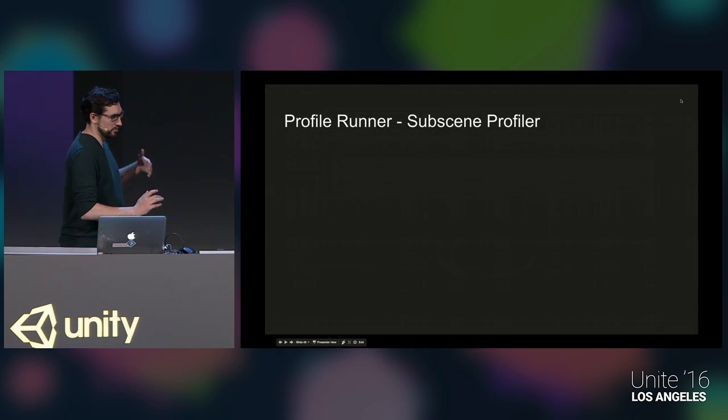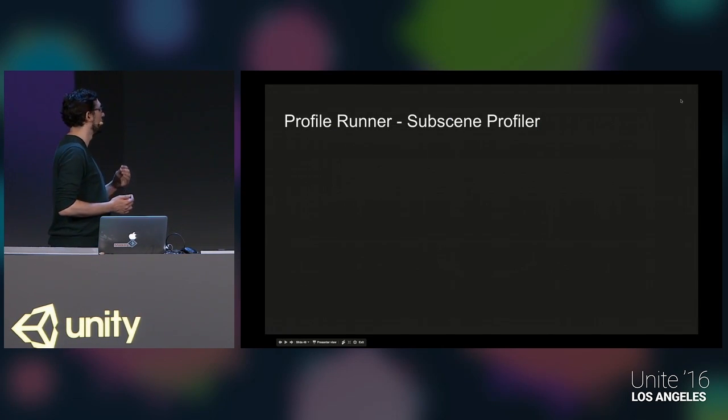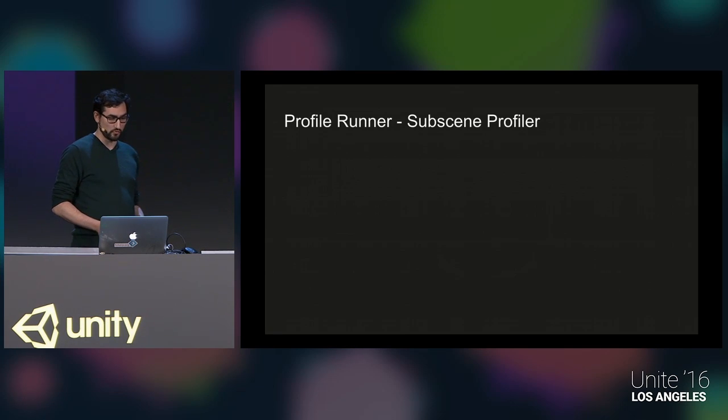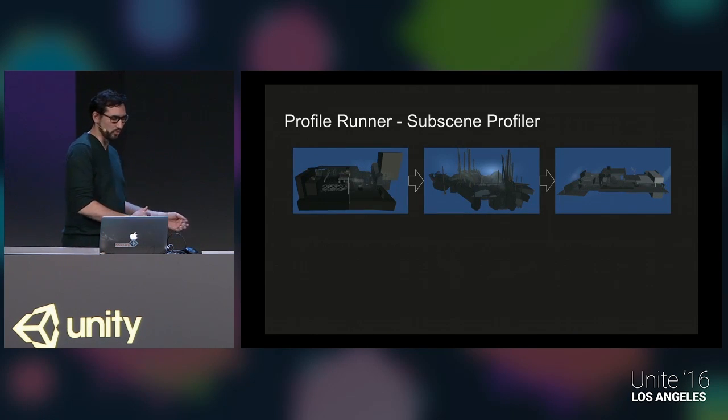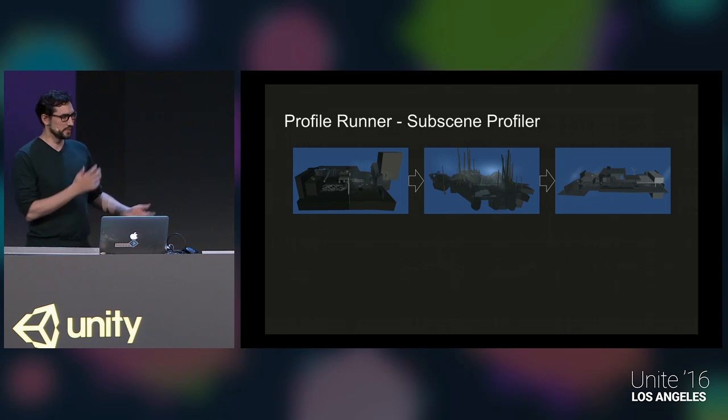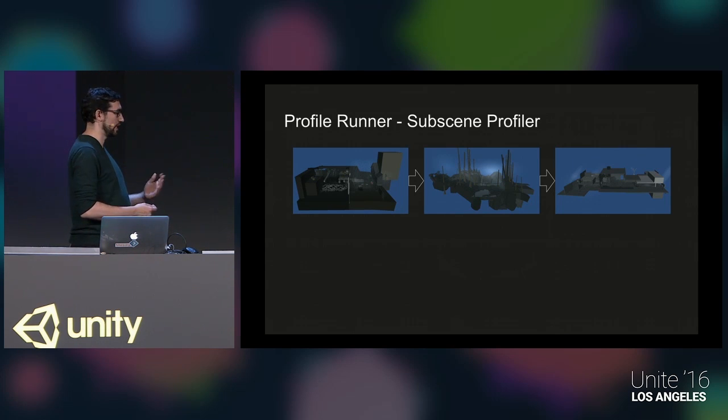Another use of the Profile Runner was the subscene profiler, which measures the life cycle of a subscene. This is from when we start an asynchronous load, through activation, to deactivation as well. How we did that was we disabled all game systems, such as character and camera, and just focused on loading one subscene at a time and profiling that.